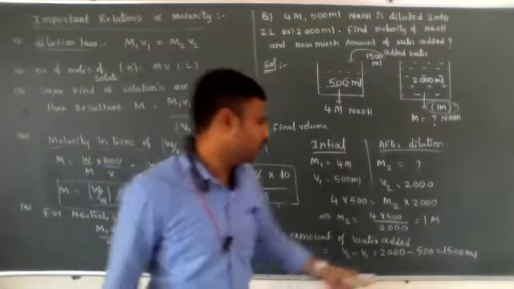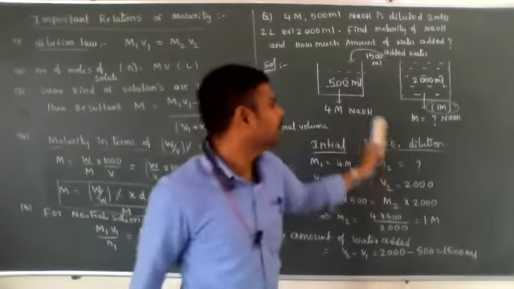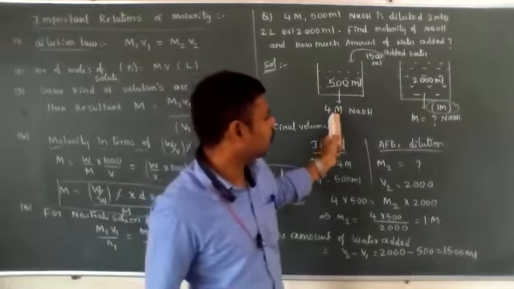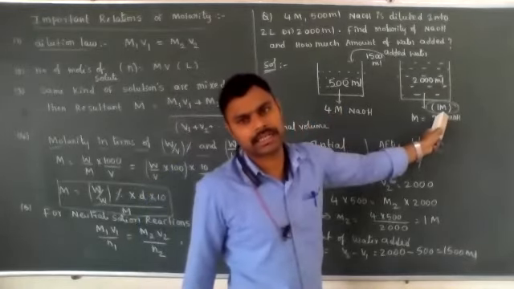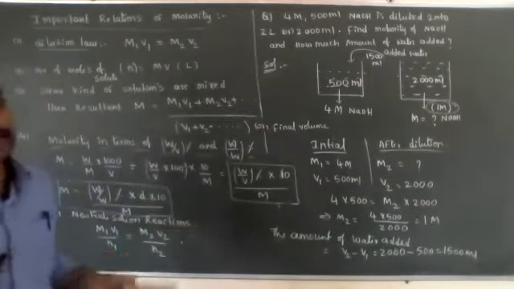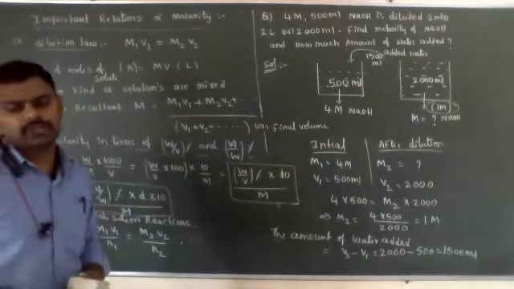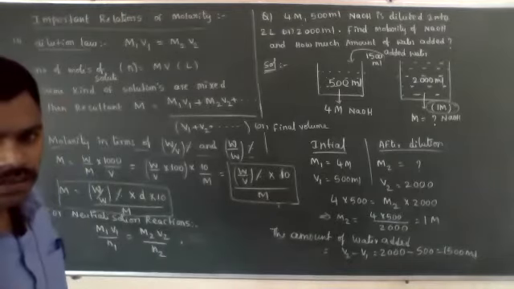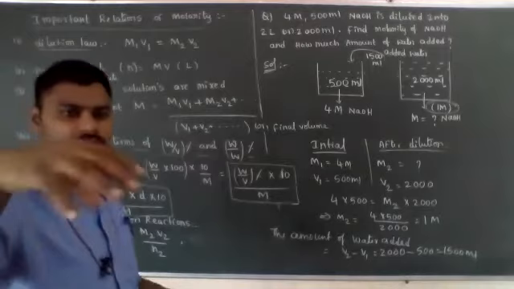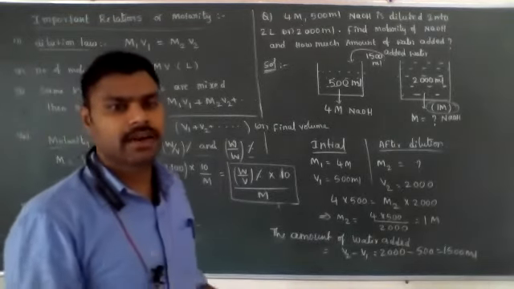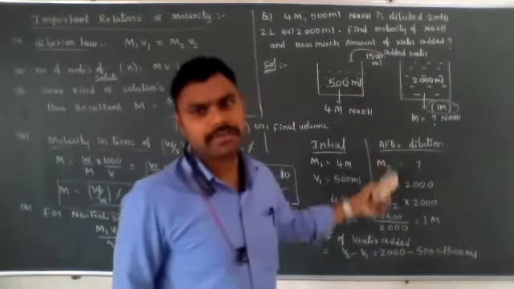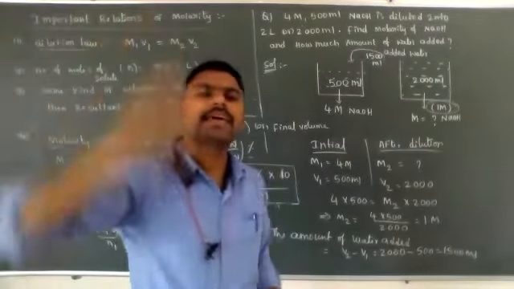So due to the addition of 1500 ml of water, the concentration of NaOH decreased from 4 molar to 1 molar. That is called dilution. Dilution is nothing but the addition of solvent only. Then the concentration of the solution will decrease because the volume increases.